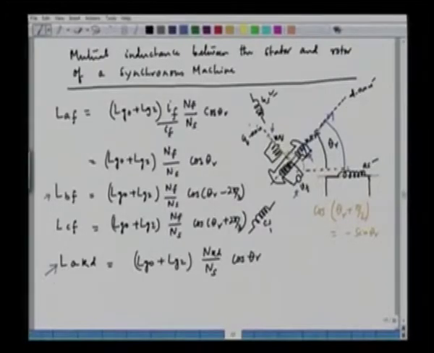In fact, in the case of a synchronous machine, there is no physical damper winding. They are basically damper bars. So we have to calculate the effective number of turns of the damper winding, and those number of turns will be taken into account for calculation of this mutual inductance. So LAKD is given as (Lg0 plus Lg2) into NKD by NS into cos theta r.